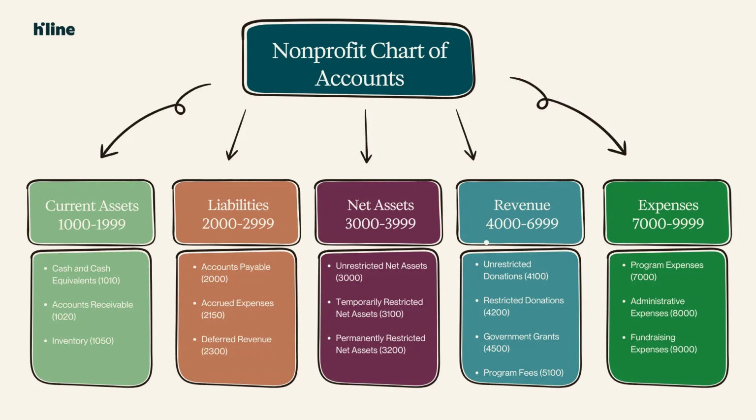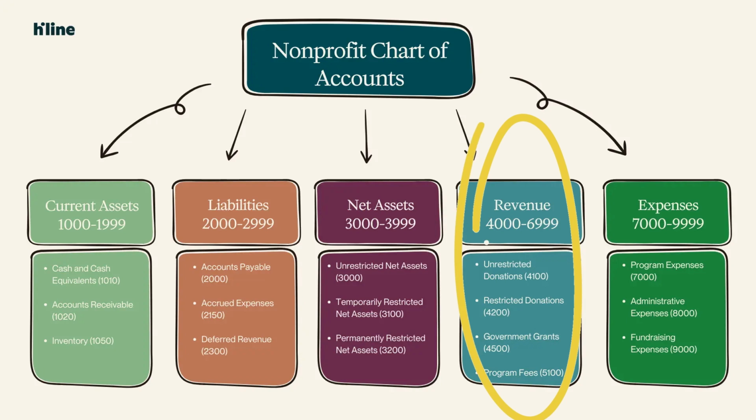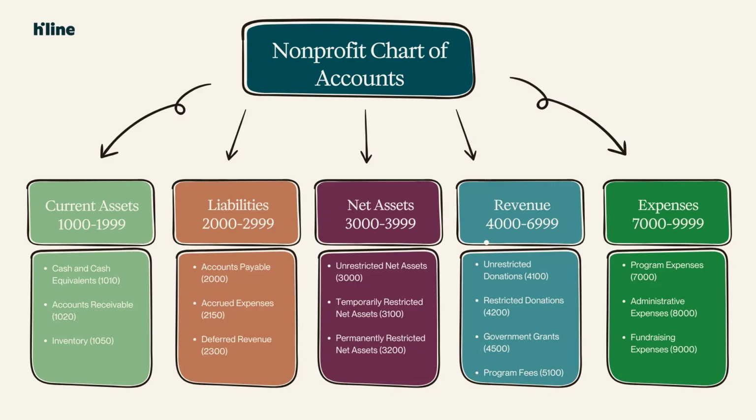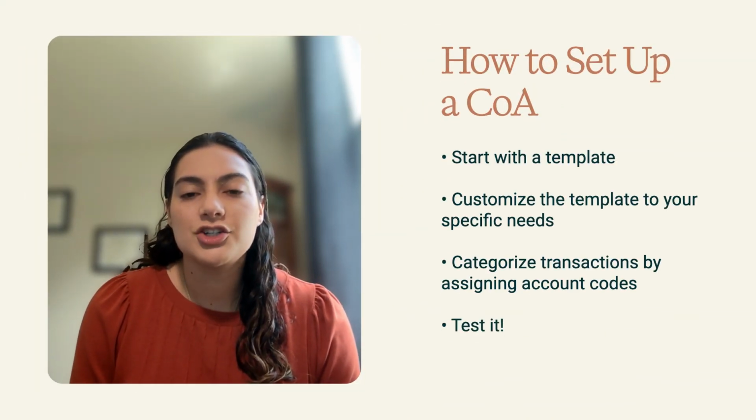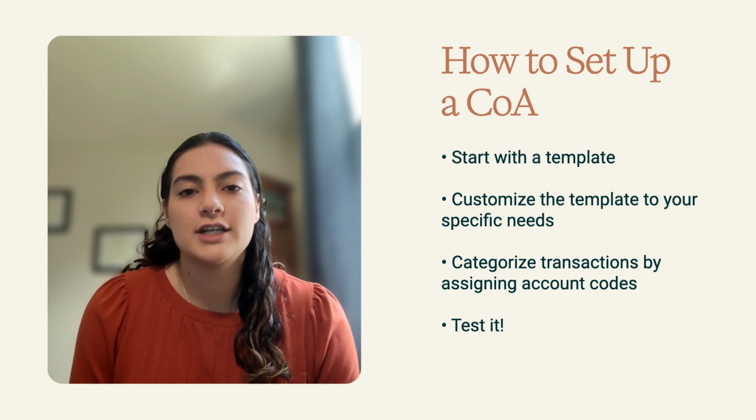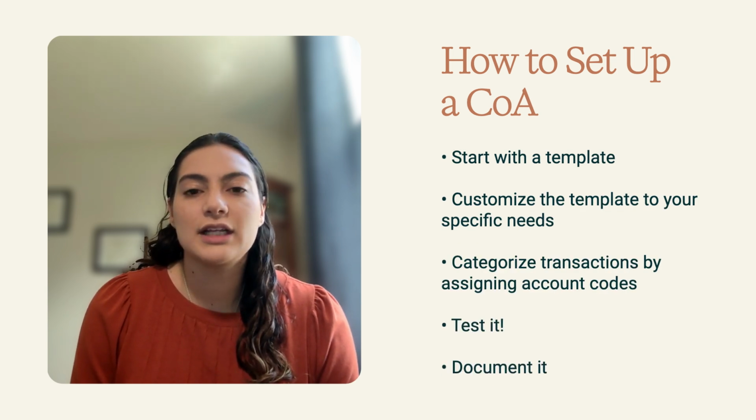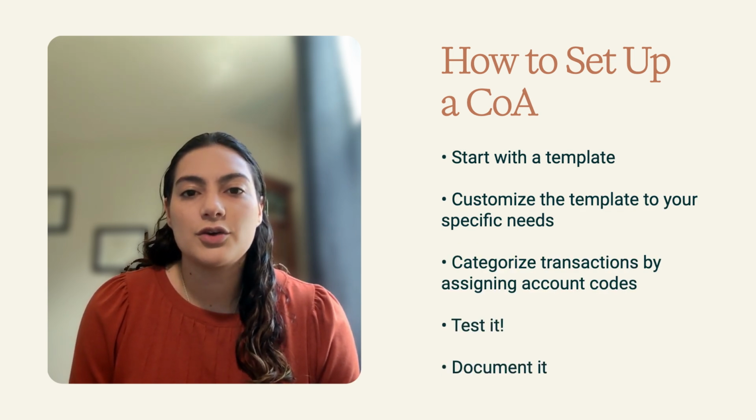Within these main categories, you'll want to create subcategories. For example, under revenue, you might have individual contributions, corporate donations, grant revenue, and program service fees. These obviously vary by organization. So the key is to be detailed enough to track what you need, but not so detailed that you're drowning in unnecessary categories. After you have everything set up, test your structure by walking through common transactions to make sure you can properly record them. And finally, document your chart of accounts with clear descriptions of each account so everyone in your organization understands how to use it.